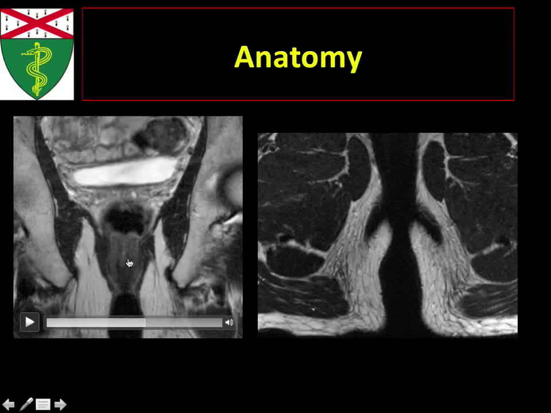This is a coronal image. Here we get to the anus. That's going to be the internal sphincter, this stuff here. The external sphincter over here. The intersphincteric space in between. At some point, this is going to go cephalad and continue as the puborectalis muscle.